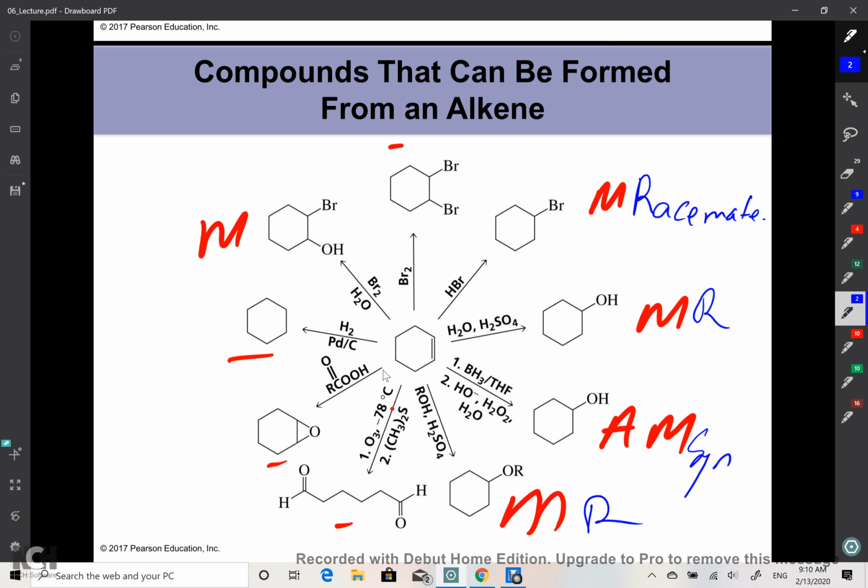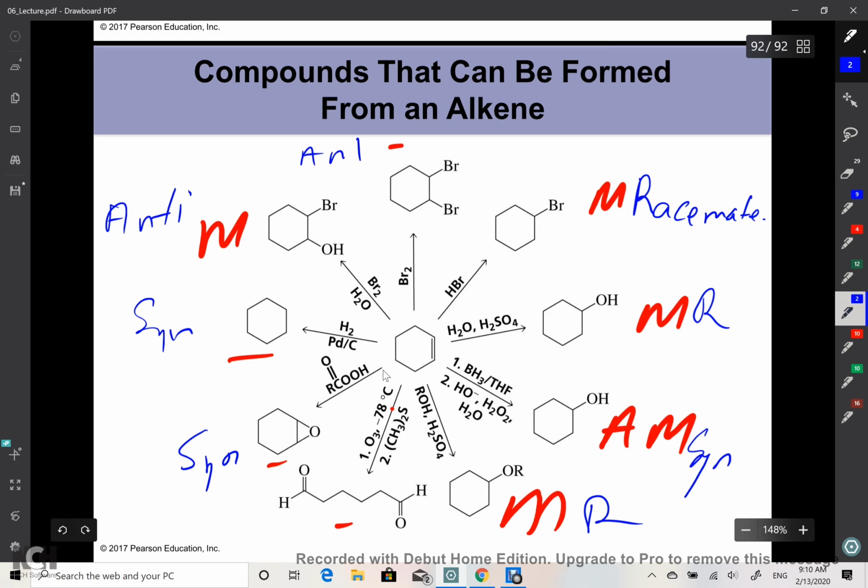And the peroxy acid, it's a syn addition, meaning that you are adding on the same side. With the hydrogenation, hydrogenation is an example of a syn addition, meaning you are adding on the same side. Okay? Hydroboration, dibromination is an example of an anti addition. Does that make sense?